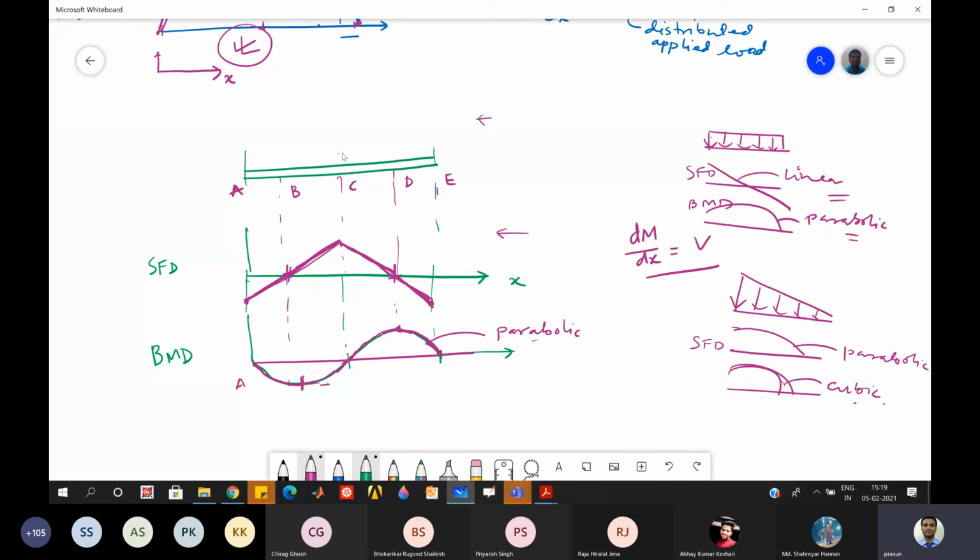Sir, downward should be. Yes, sir. Why do you say that? Sir, because we noticed that for uniformly distributed downward force, we get a bending moment diagram parabolic upward. Yeah, that is also one way you can say.